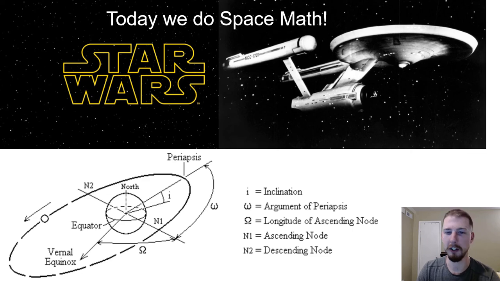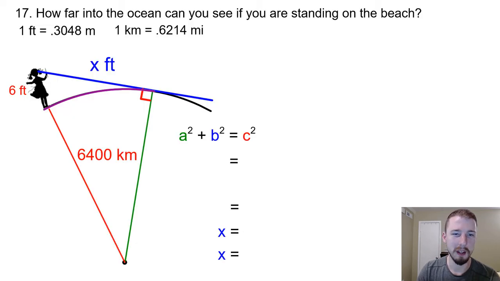So today we're going to do space math, the final frontier. And it all comes from tangent lines and the Pythagorean theorem. So cool, so awesome. Our number 17: how far into the ocean can you see if you're standing on the beach? Let's say that your eyes are 6 feet above the ground. We want to know how far we can see into the ocean. So what is our line of sight going to be in feet?